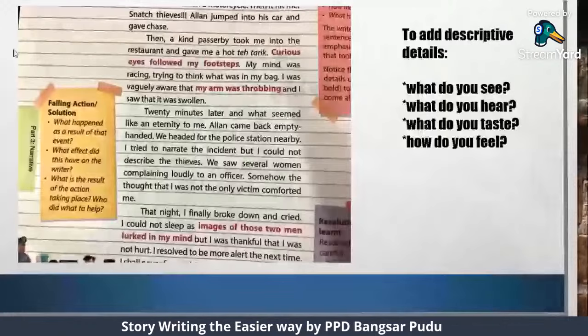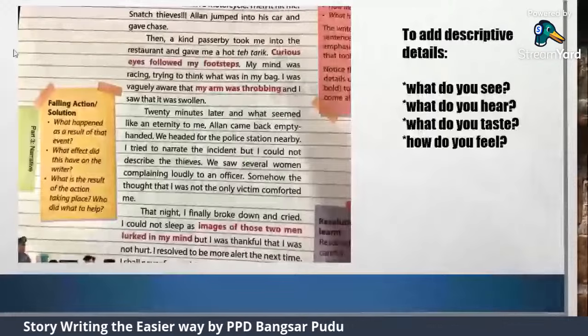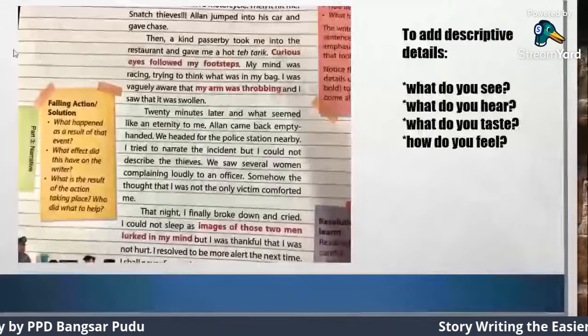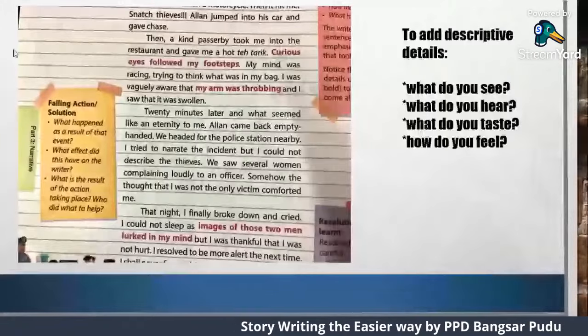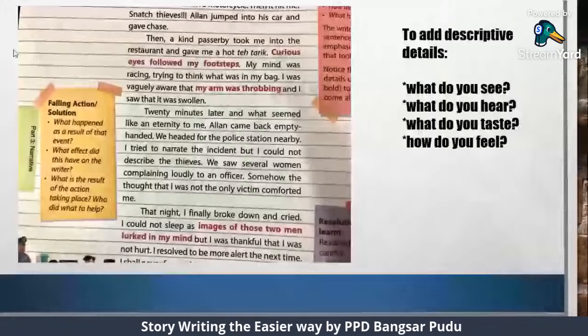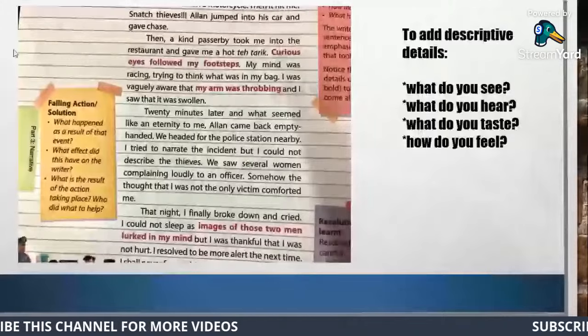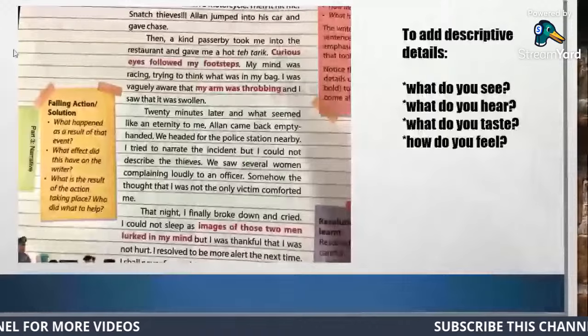So what do you see? Okay, eyes following you. Okay, that's a good phrase. My mind was racing. Another good phrase here. You want to tell people that you are panicking. Your mind is really topsy-turvy. My mind was racing, trying to think what was in my bag.